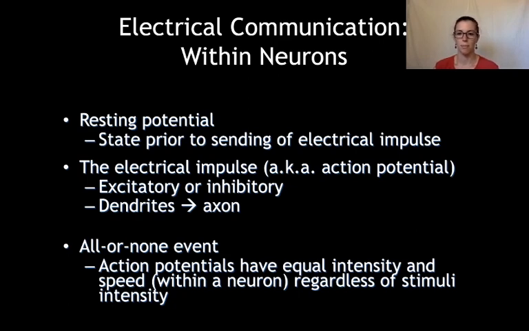As information comes from the dendrites into the cell body, it can be either excitatory or inhibitory. That means that it can either increase the likelihood of the neuron firing or decrease. So that's excitatory, increase; inhibitory, decrease the likelihood of that neuron firing. Okay.